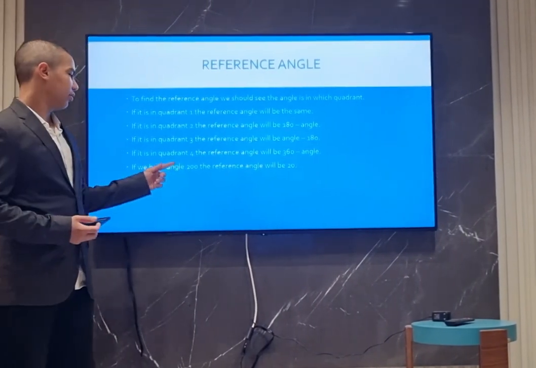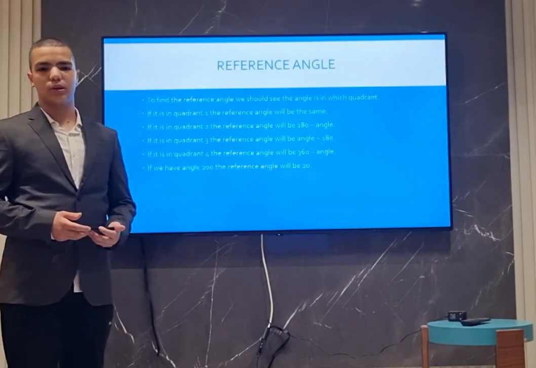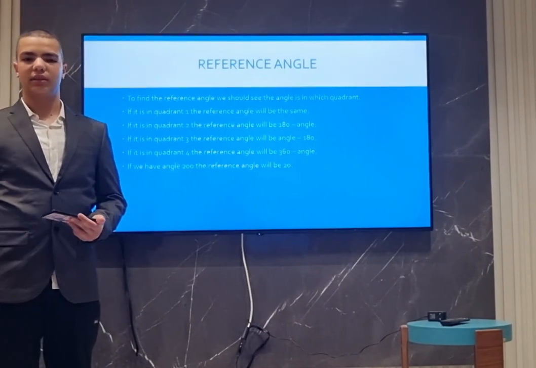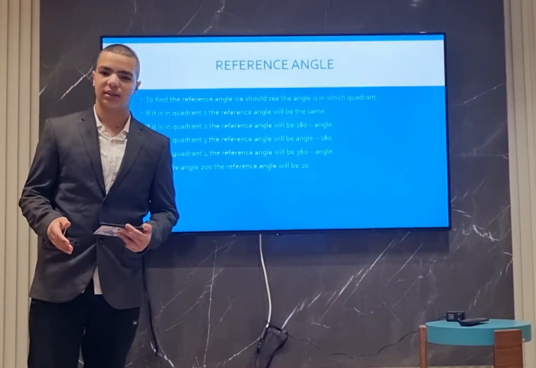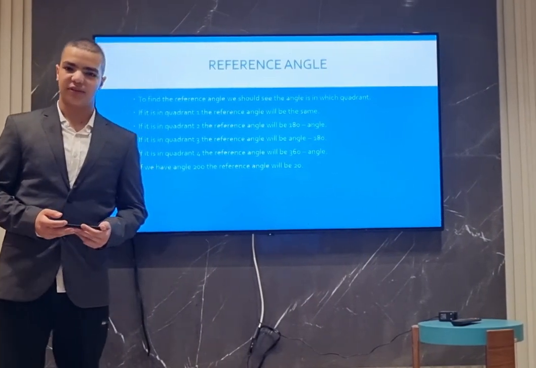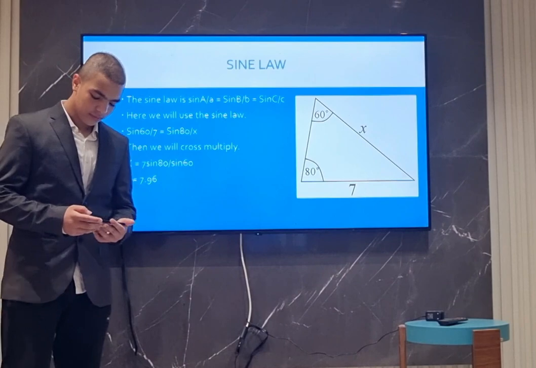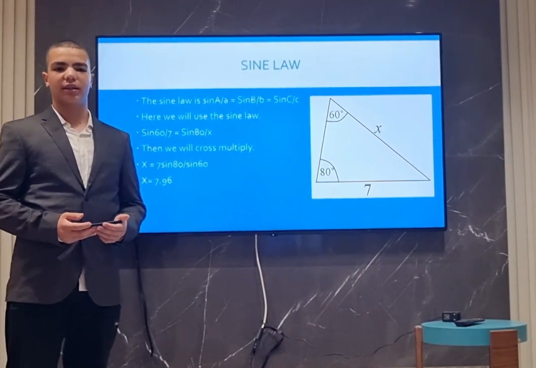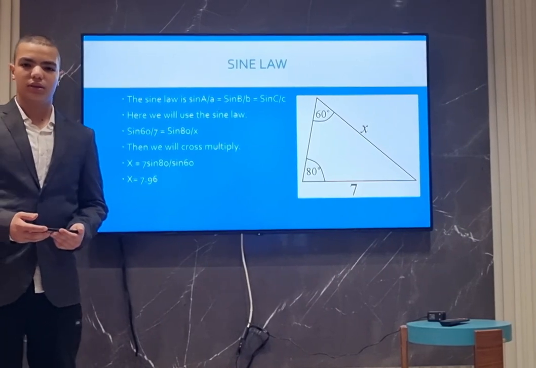So here we have angle 200. Angle 200 is in quadrant 3, so we will make the angle minus 180. 200 minus 180 is 20. So 20 is the reference angle. Then we are done with the right angle triangle rules.